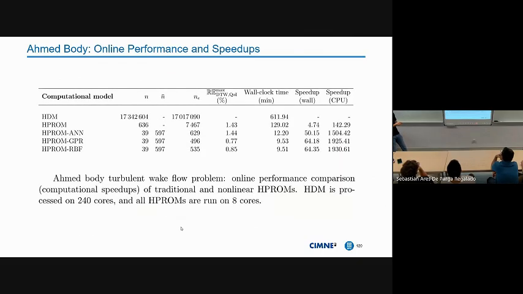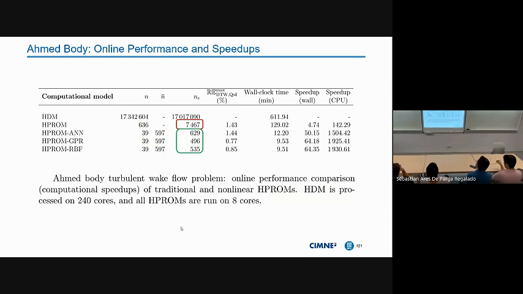Now, for the quantitative results, we originally have a problem of size 17 million degrees of freedom. The traditional HP ROM is now 600, the other ones are 39. The number of selected elements is way less than the original one. As I said before, the relative error is pretty good for all of them. Actually, it is better for the GPR and the RBF than the traditional HP ROM.